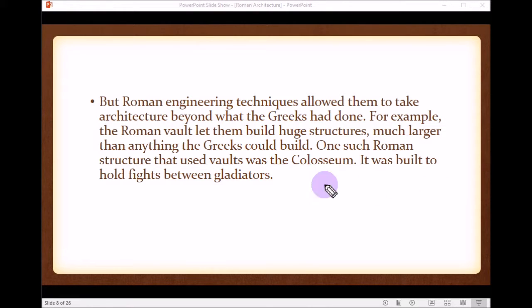All right, so here we have the Roman vault, I think is the word. And then one such Roman structure was Colosseum is the next one. Let's see, anything that we need to know? I think we're pretty good on that paragraph.